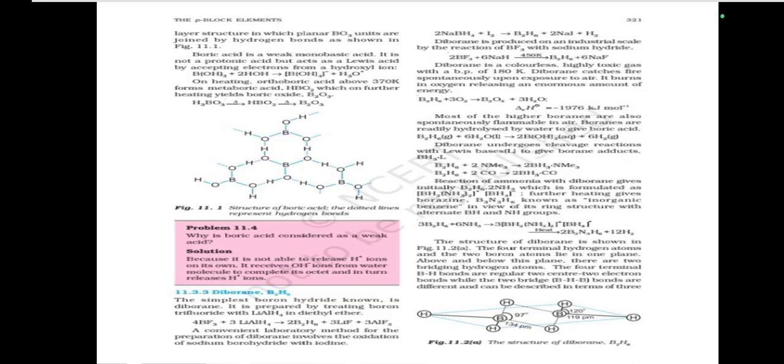Problem 11.4. Why is boric acid considered a weak acid? Because it is not able to release H+ ions on its own. It receives OH- ions from water molecules to complete its octet and in turn releases H+ ions.